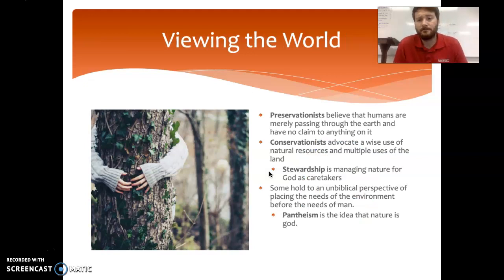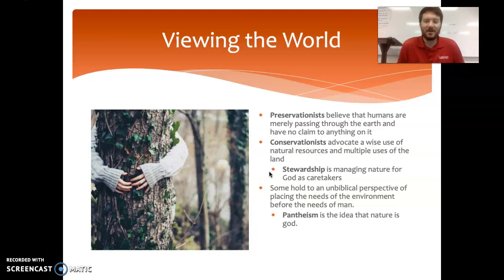Let's view the world. What are ways that we can view the world in which we live in? There's a couple different ways. Consider the preservationist view. Those people believe that humans are merely passing through the earth and have no claim to anything on it. There's lots of different ways this preservationist view comes out. Many of these preservationists believe that humans are actually a huge problem for the earth, that we're destroying it.